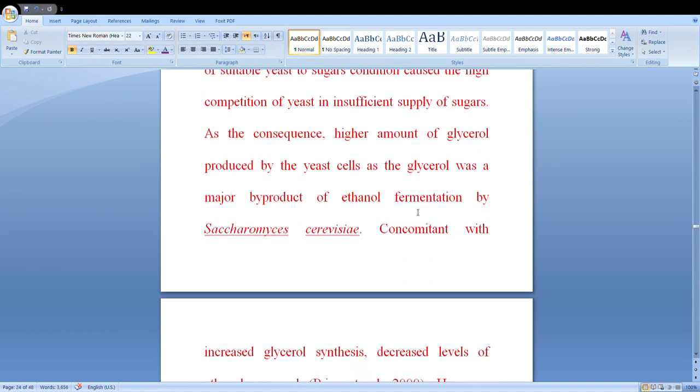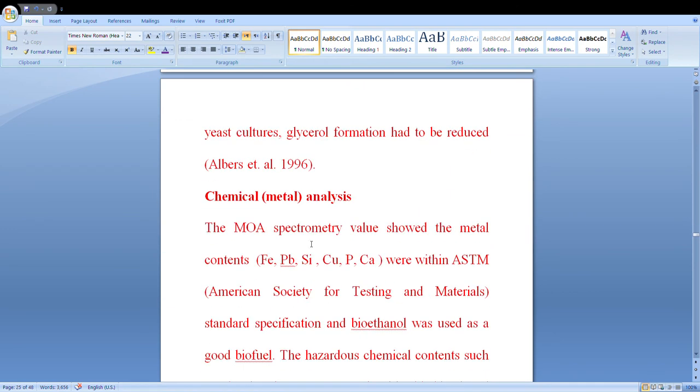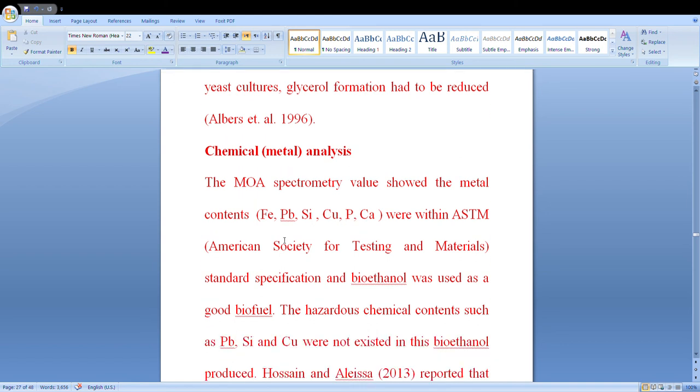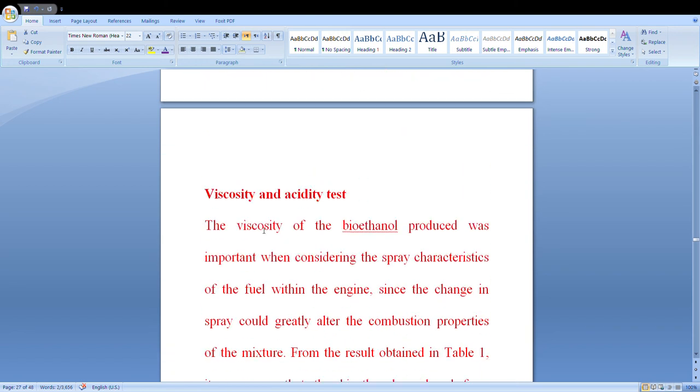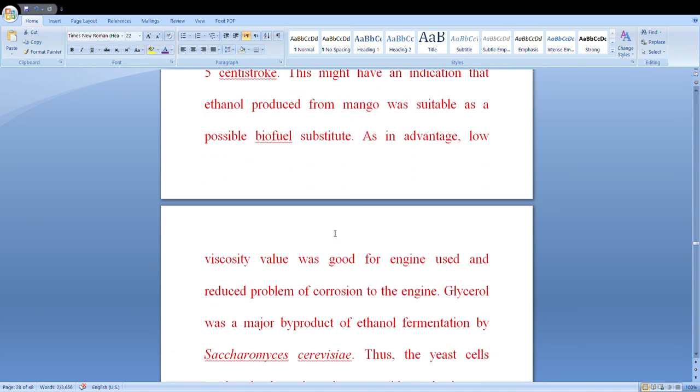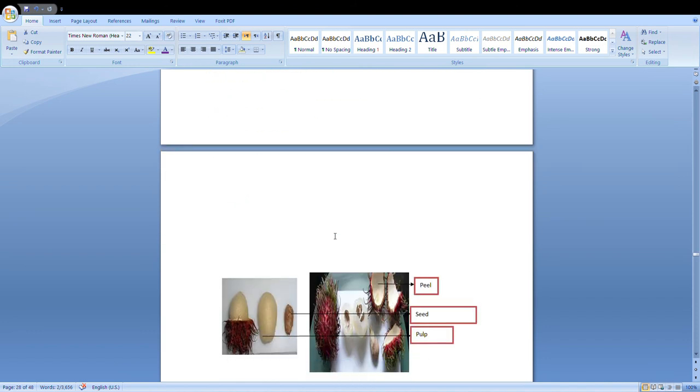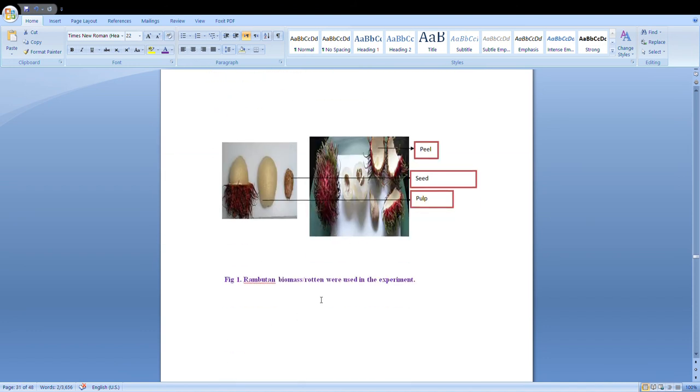Here we can see different enzyme concentrations and chemical analysis with iron, lead, silicon, copper, phosphorus, and calcium. Because our feedstock, meaning our samples, may contain these types of dangerous metals, we tested whether silicon, lead, and copper are under the standard or not. We have done the test on the metals. Then we tested viscosity and acid value, and we got a good result. Now we can see some images of the rotten rambutan biomass used in this experiment.